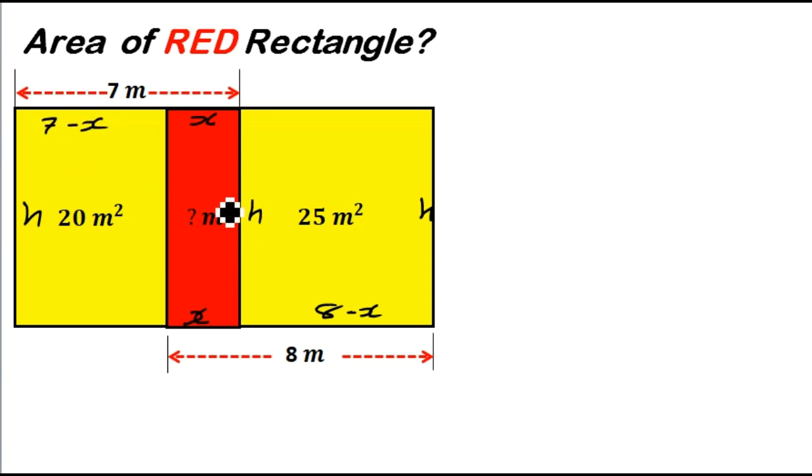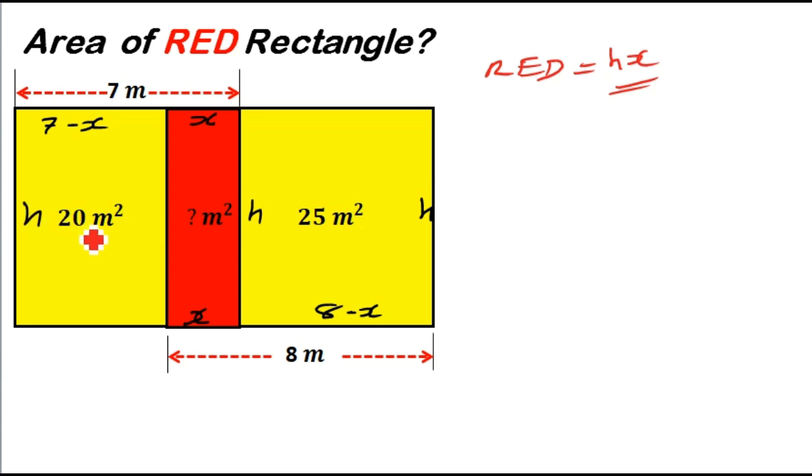Now what is the red area? Now the red area is very simple. I want to show you the simplest technique to determine this. The red area is simply the length times width, x times h, meaning the red area is hx. So by the time we find hx, we would have found the red area.